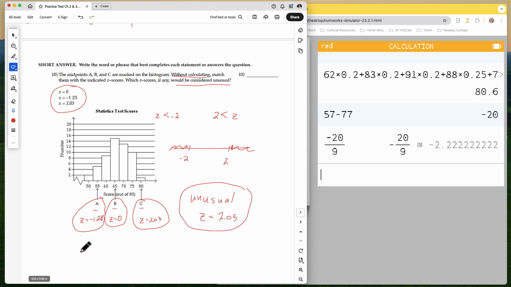So we got all our answers matched up. Don't worry about this line. I don't know how you would put much there. So that's our test.